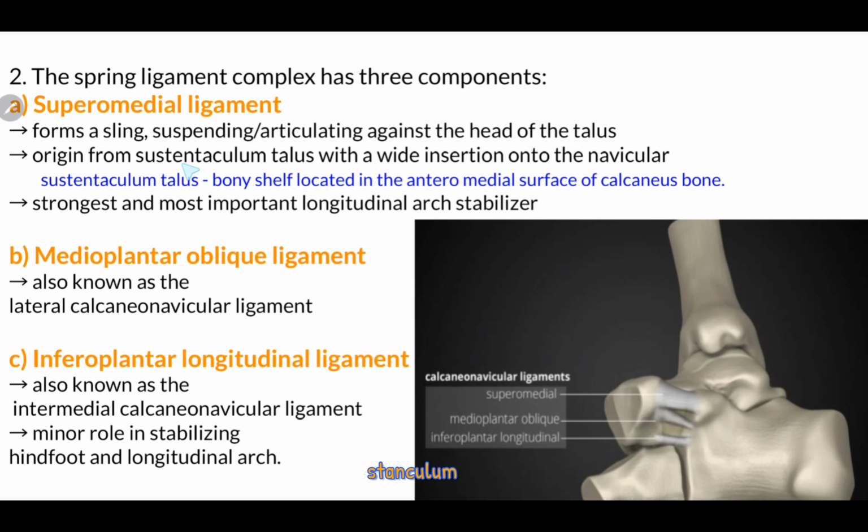Now moving on to the next point, the origin and insertion of the supramedial ligament. The origin is from the sustentaculum tali, with a wide insertion into the navicular bone. As you can see here, this is the supramedial ligament. The sustentaculum tali is a bony shelf located on the anteromedial surface of the calcaneus bone. The supramedial ligament originates from the sustentaculum tali and inserts into the navicular bone.